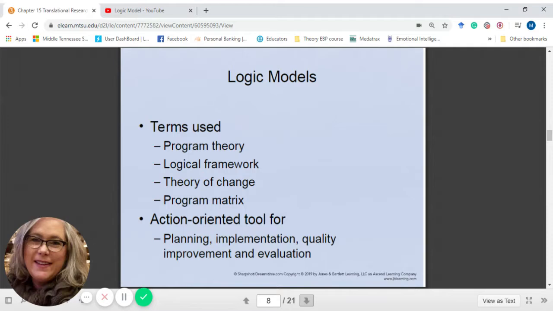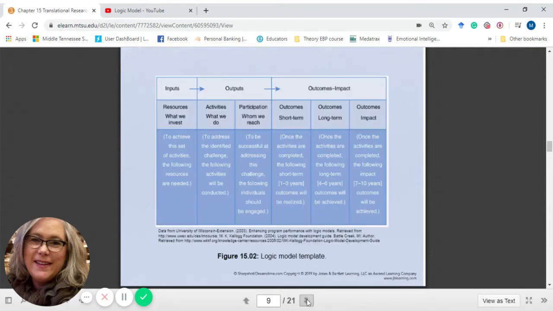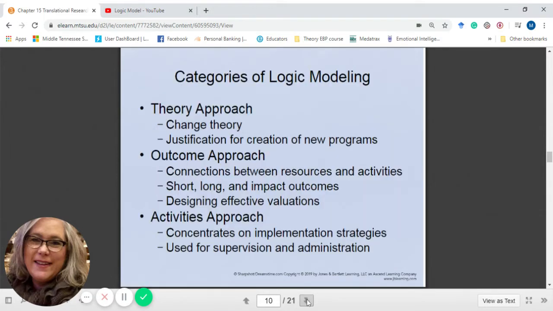Different types of logic modeling can be used depending on where your practice setting is. Here's that picture I was telling you about that's on page 353. So we have the input, our resources, what can we invest, what activities are we going to do, who's going to participate, what is our short-term outcome, long-term outcome, what is the impact of that. So that's your template there.